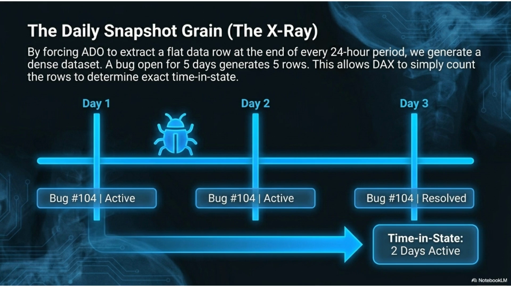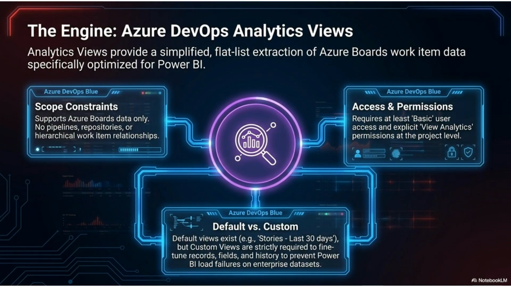By forcing ADO to extract a flat data row every 24 hours, we generate a dense data set. A bug open for 5 days generates 5 rows, which allows for simple counting to determine the exact time in state. The engine for this solution is Azure DevOps Analytics views.